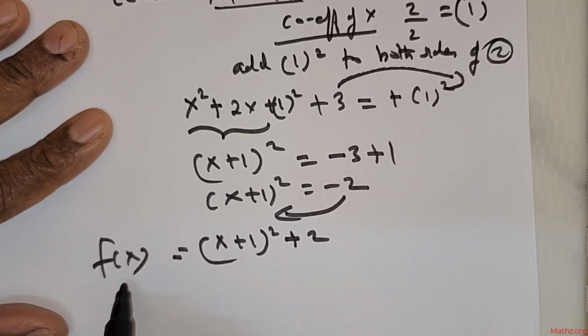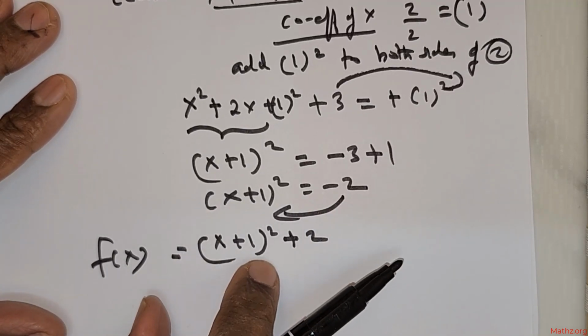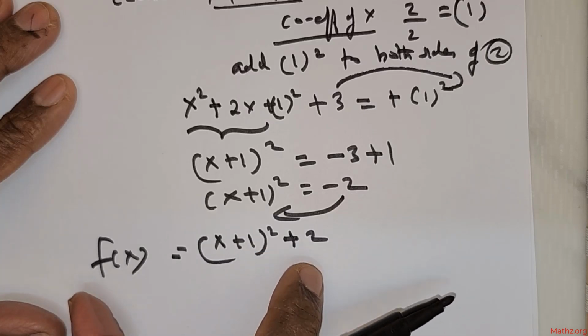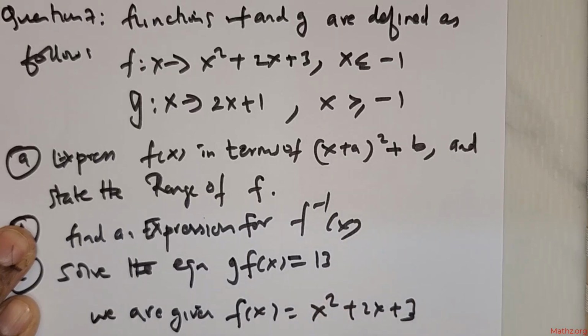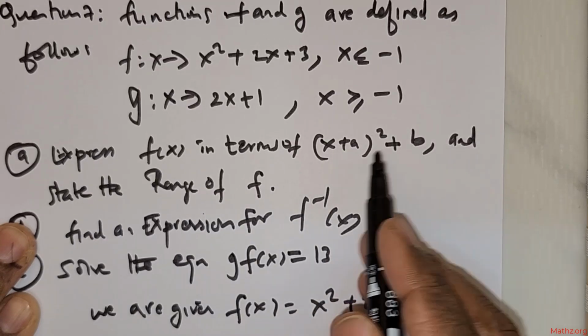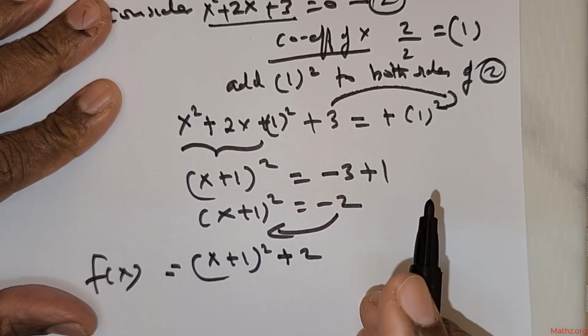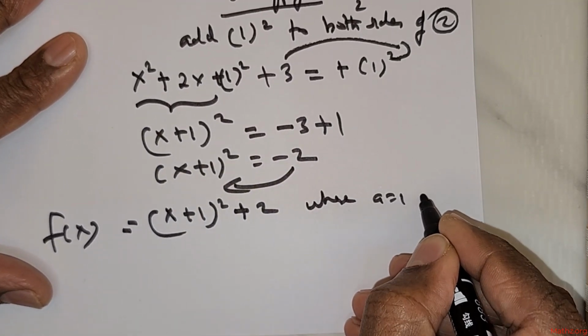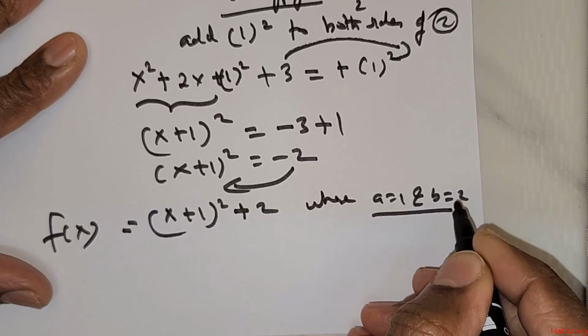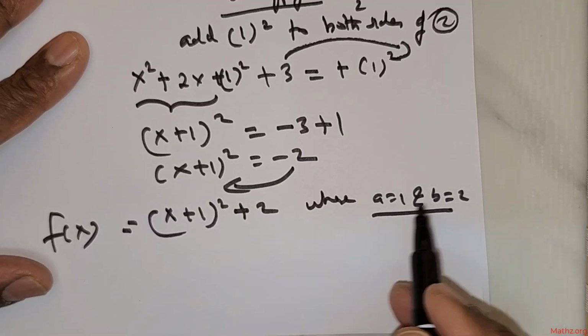Okay, now what we have got: f of x is equal to x plus 1 whole squared plus 2. So we have actually achieved the requirement. Express f of x in terms of x plus a the whole squared plus b and state the range of f. If you want, you can simply state here where a is equal to 1 and b is equal to 2. Sometimes they might ask you find the value of a and b.